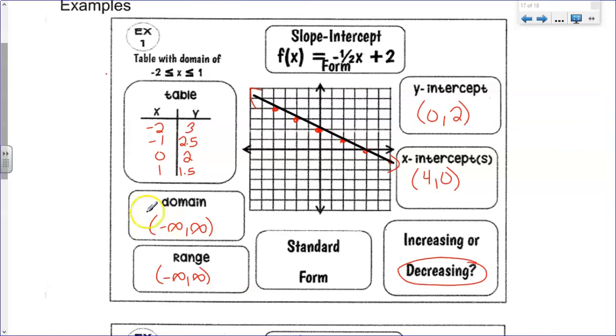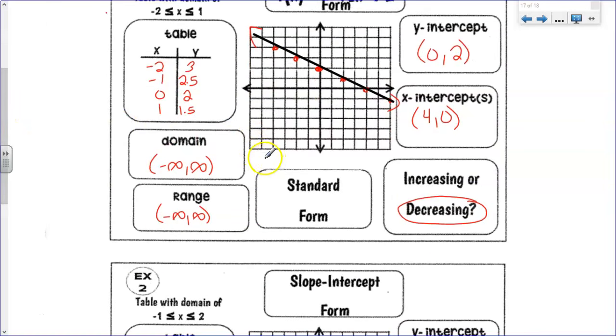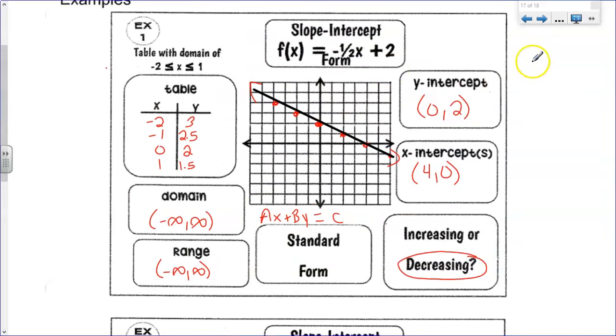Standard form should be ax plus by equals c. Okay, we reminded ourselves on the last example, but also a and b can't be fractions. So let's go up here, and we have f of x, which is another way we can write y. So we would add 1/2 x to both sides. We would get 1/2 x plus y equals 2.